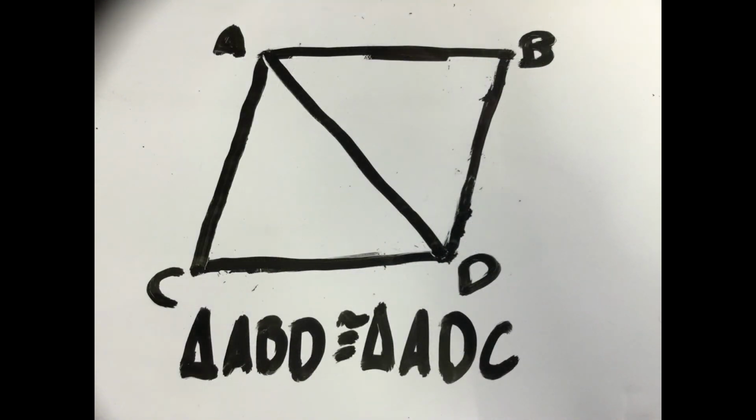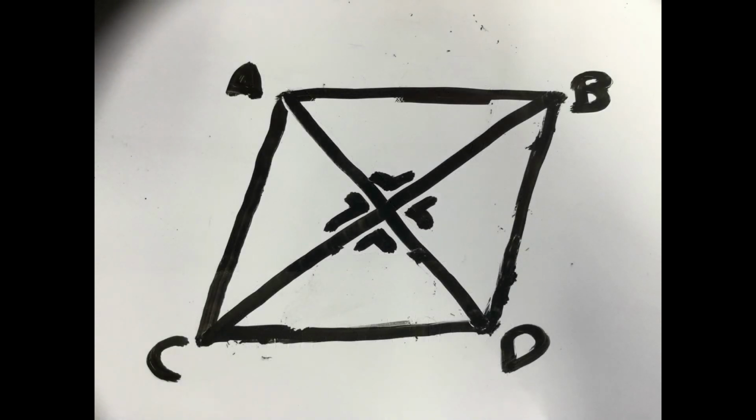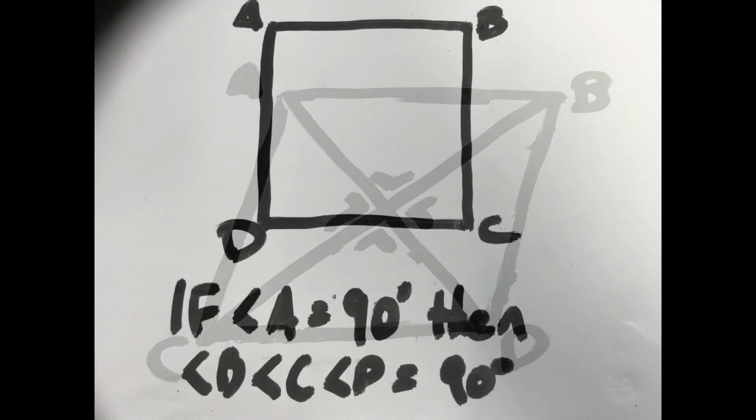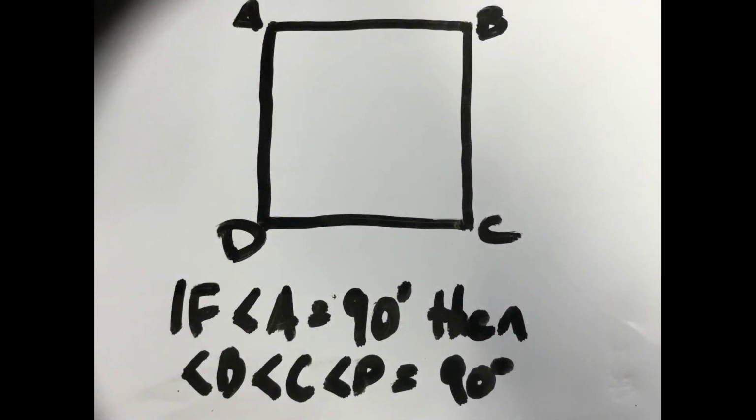And if you cut the parallelogram by one of the diagonals, you're going to get two congruent triangles, triangle ABD and triangle ADC. If you join both diagonals, all the angles made by these diagonals in the middle are always going to be 90 degrees. And the final rule is if one angle in the parallelogram is a 90-degree angle or right angle, all the others are going to be right angles as well, and it's going to be a square.